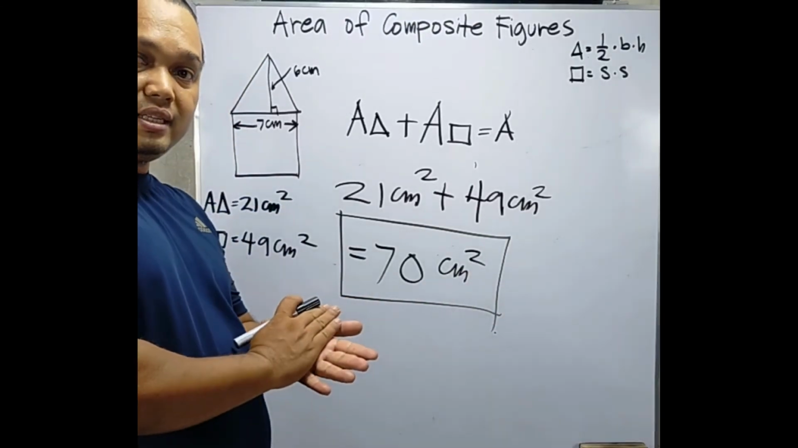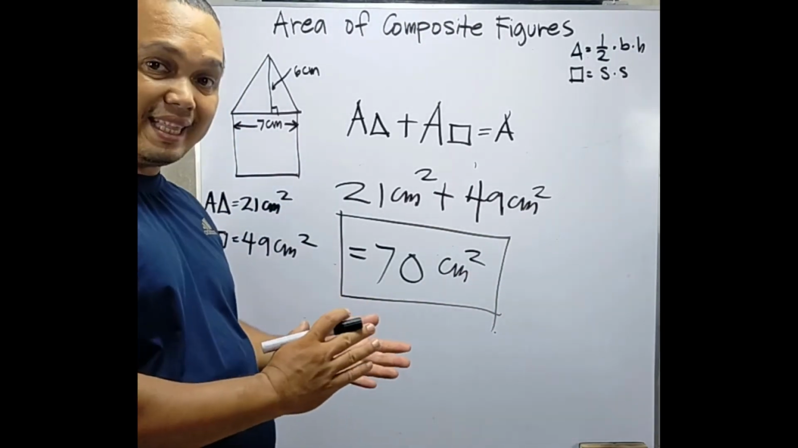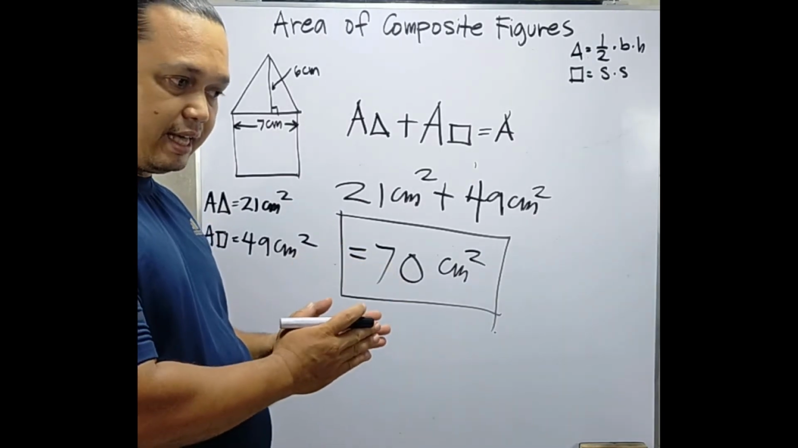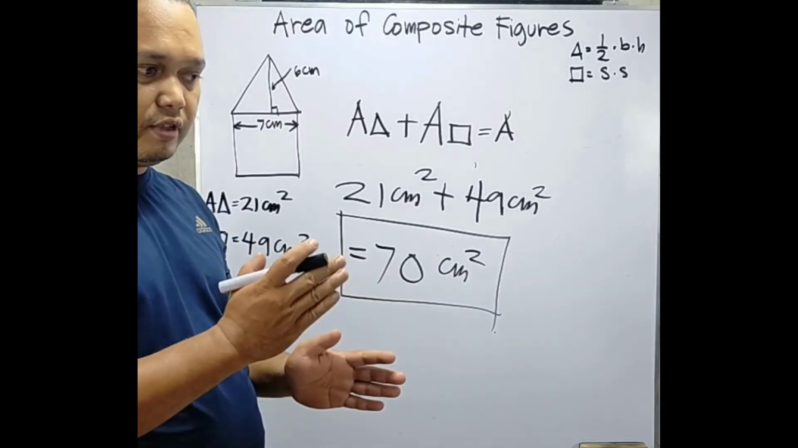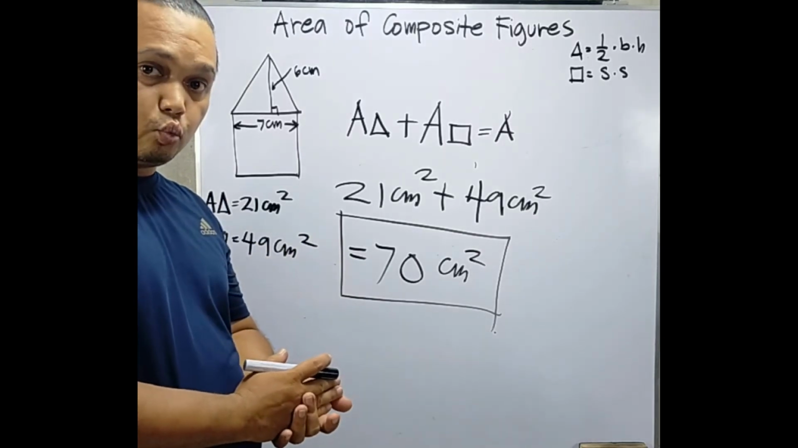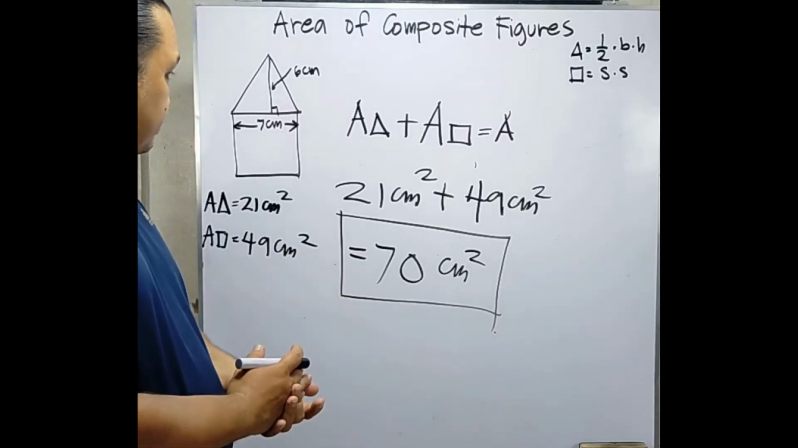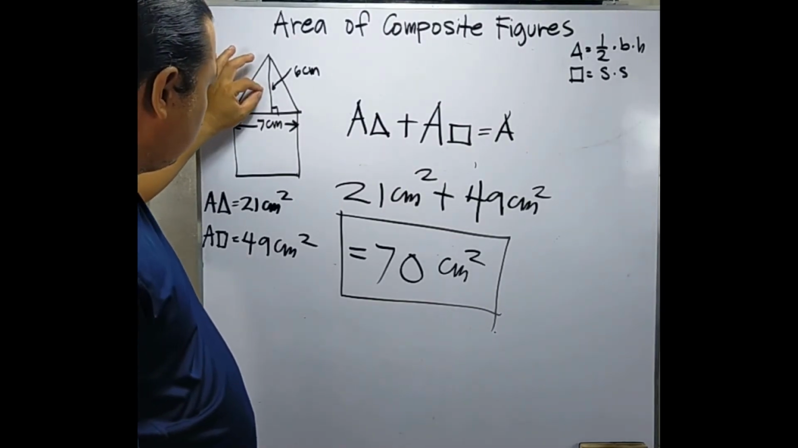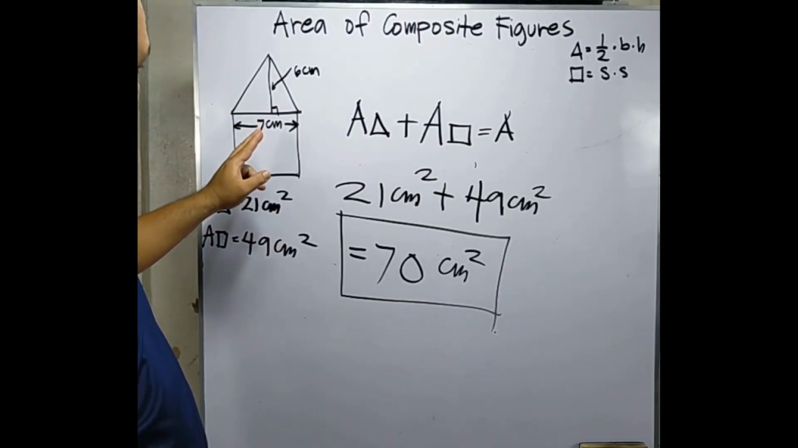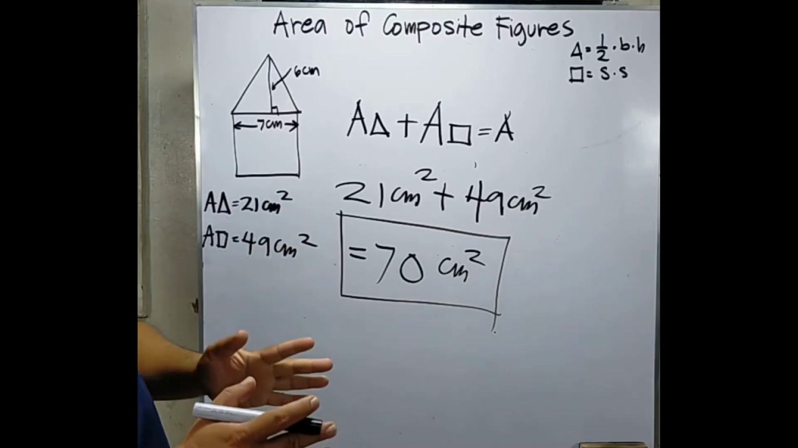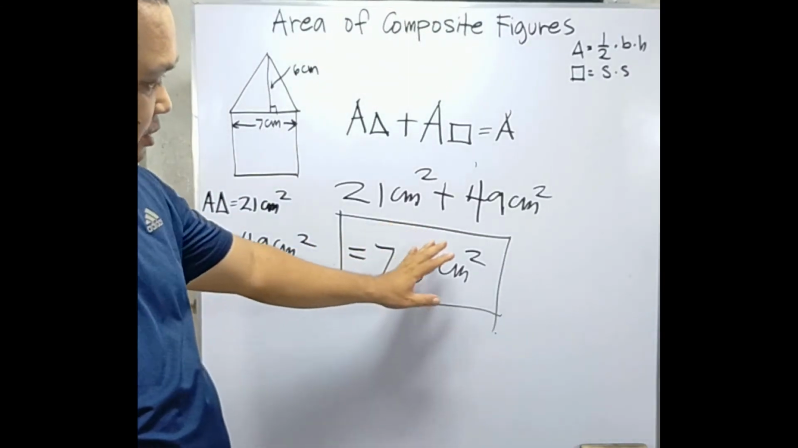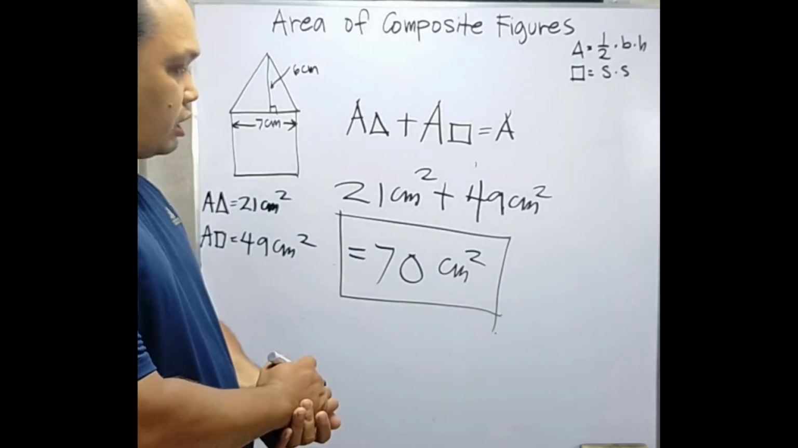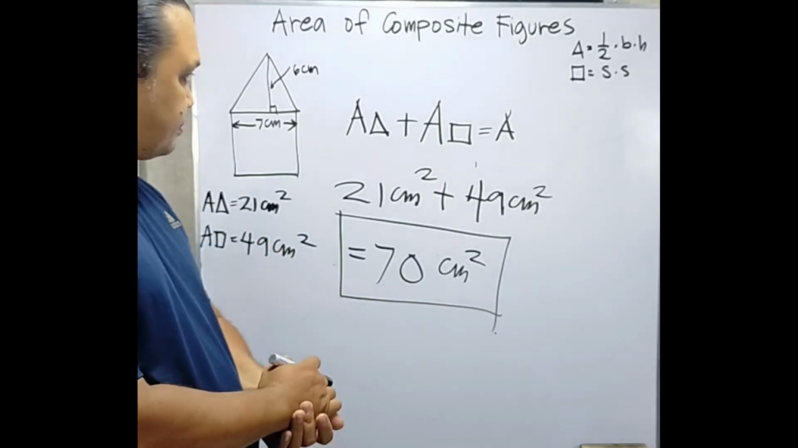Now, how did we get that? It is by getting the area of the figures that we know, like getting the area of the triangle and getting the area of the square, and adding the two. That will be our total area, which is 70 centimeters squared. Okay, so let's have some more examples.